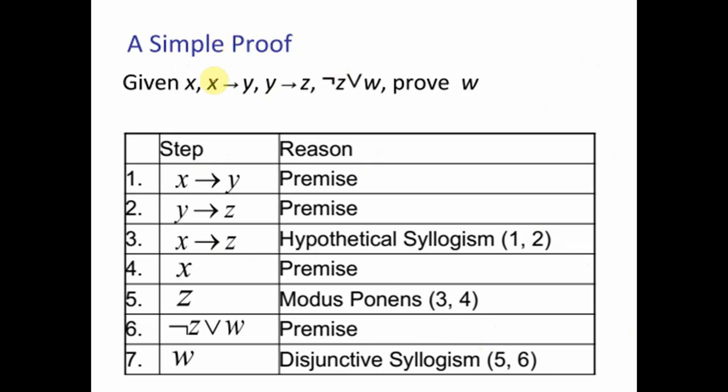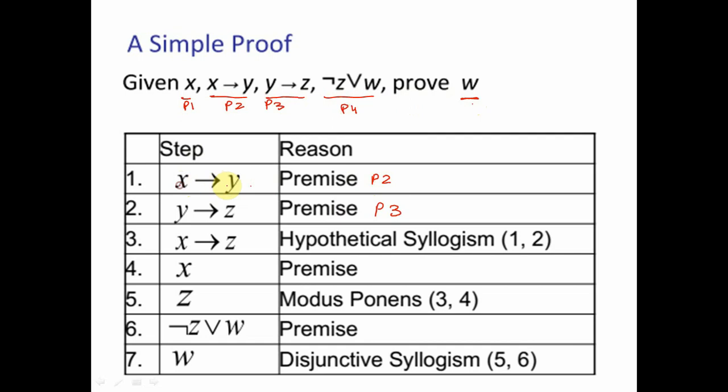Then, we have been given certain premises: X, X implies Y, Y implies Z, not of Z or W, and we have to prove the conclusion W. We have to show that from these premises, premise 1, premise 2, premise 3, premise 4, I can infer the conclusion W. Right? Let us see how we'll do it. This X implies Y is the premise P2. Y implies Z is the premise P3.